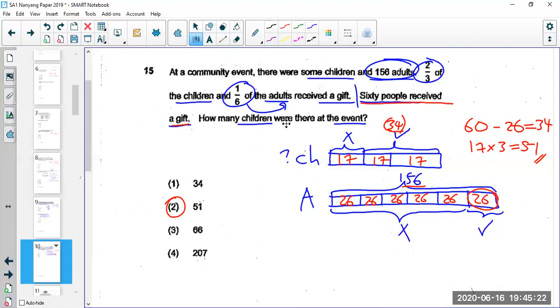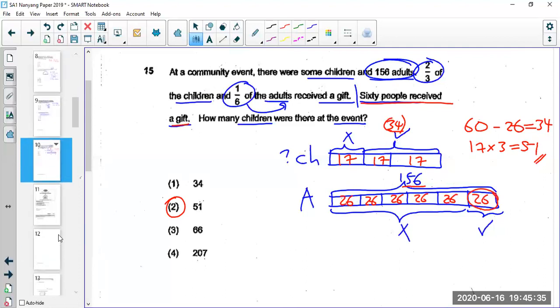Okay, so if you don't know how to do, you see fractions, then think about whether you can draw the model. And then you try to draw out the model. Okay, so you get the answer correct? This will be hard, right? Okay, so let's go to the next one.